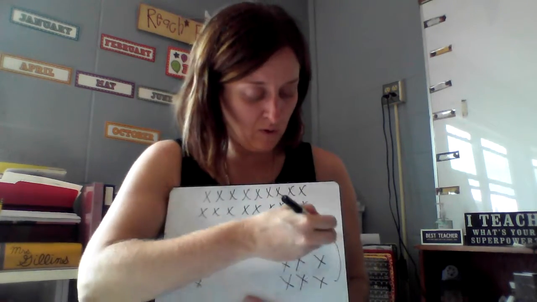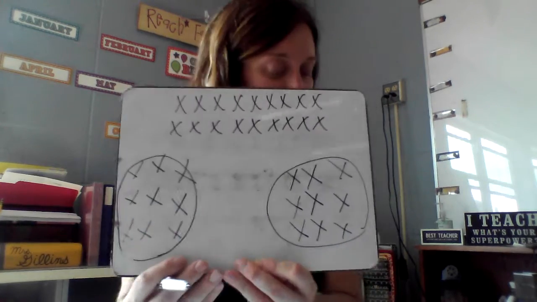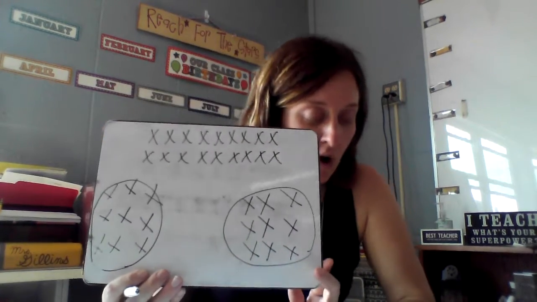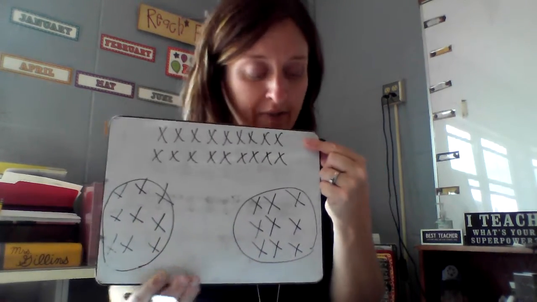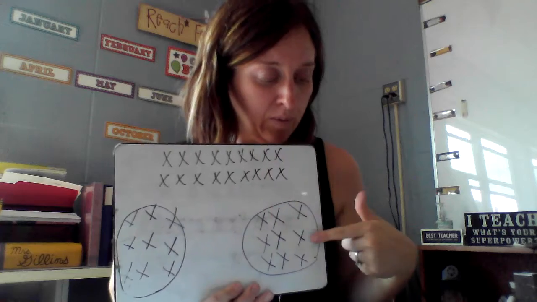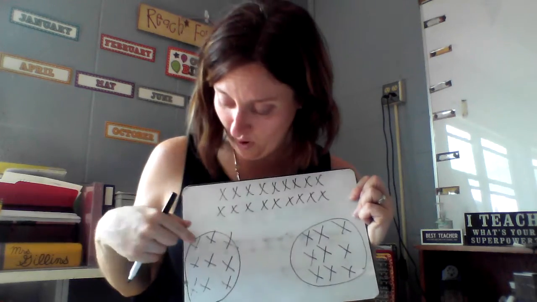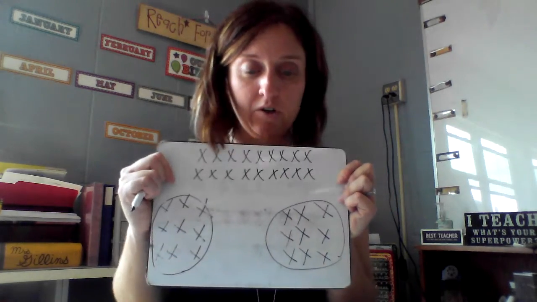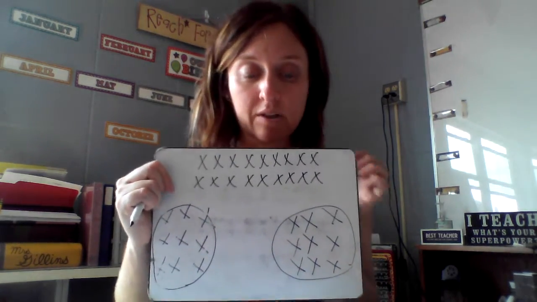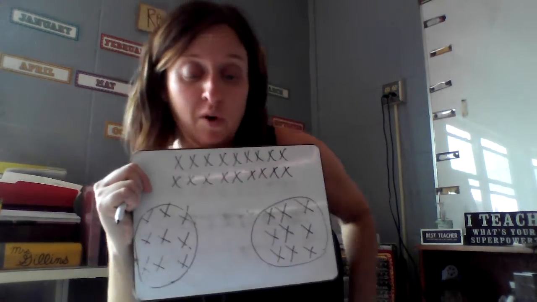So here are my 2 groups that I have. Everybody see that? So I now know the size of my groups. If I have my 18 markers divided into 2 equal groups, I have, if I count, 1, 2, 3, 4, 5, 6, 7, 8, 9 markers or 9 counters in each group. So I could write a number sentence to show this.